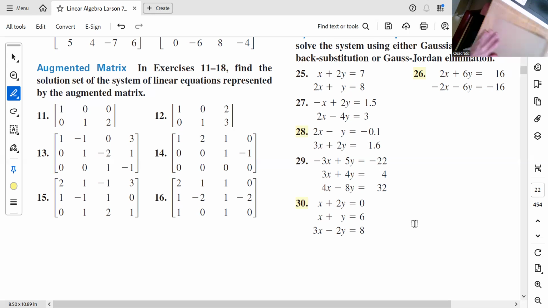So now let's go to 1.2 number 30. Okay, I just thought of a great idea. Here we go. So let's do it here. I'm going to write this down as a matrix. And that's 1, 2, 0; 1, 1, 6; and 3, -2, 8.